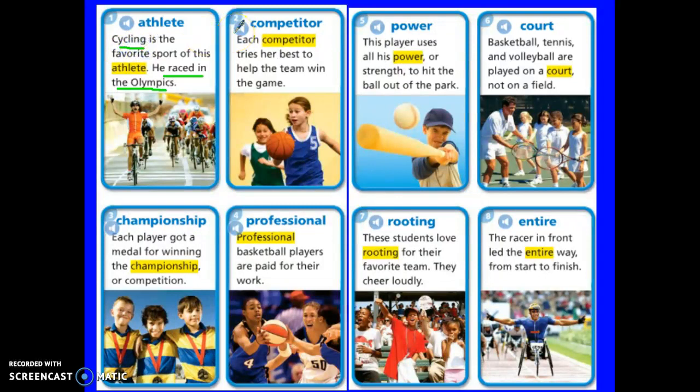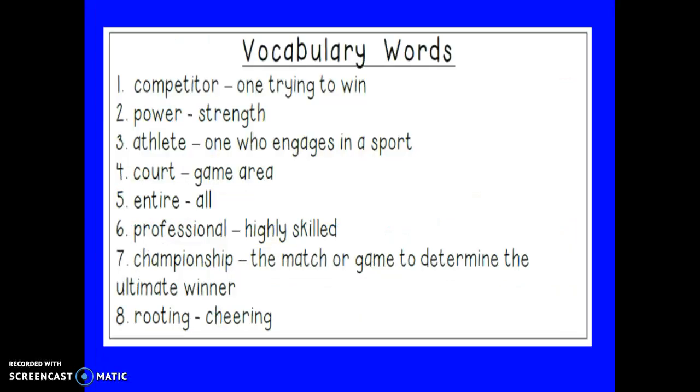So since he's cycling, and it says it's his favorite sport, that's another clue there. He raced in the Olympics. All these clues here with my background knowledge help me guess that an athlete is someone who participates in a particular sport or event. So when we look here at our actual definition, one who engages in a sport is our actual definition. So there's that word we saw in our context clues. So that helped us understand that athletes are people, or one who engages in a sport.